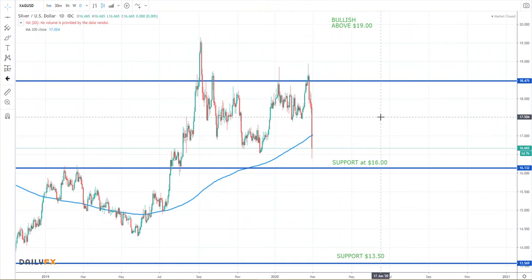So maybe something stable to put your money in, but definitely not something you're going to be trading to make a lot of cash on. So look for a breakout above this 18.50, $19 mark if you're looking to purchase, or look for a dip to a support level and buy a bounce.